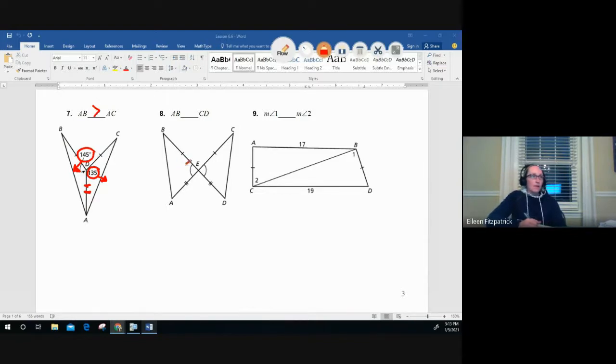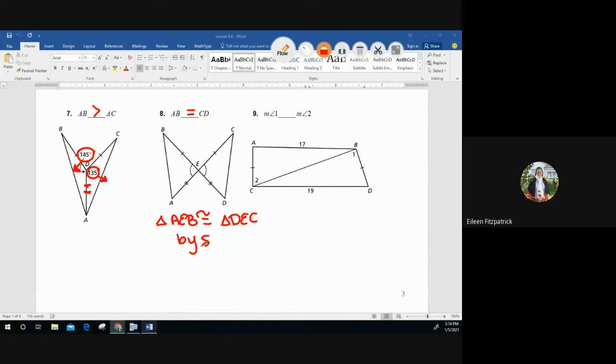In problem 8, you're given information about a side, angle, side, but they're all congruent to each other. All right. So if everything in this triangle is congruent to everything in this by side, angle, side congruency theorem, I know that AB is equal to DC, right? Because triangle AEB is congruent to triangle DEC by side, angle, side congruency. So that means that all corresponding pieces are congruent to each other. We learned that in the last chapter.